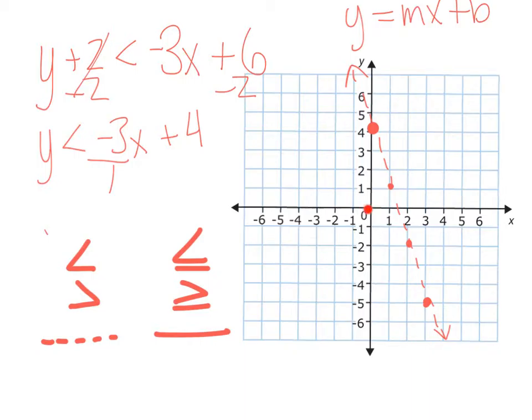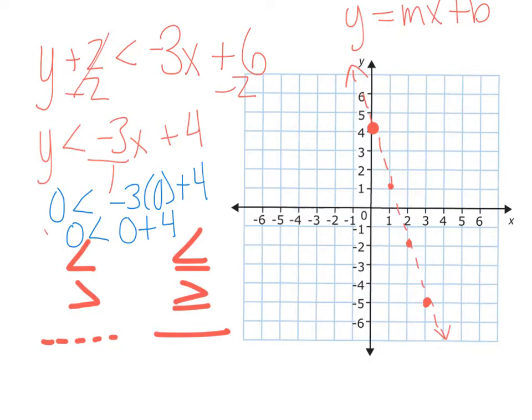Easiest point to use as a test point is 0, 0. If we take that and we plug it in, so I'm going to plug in 0, 0. 0 is less than -3 times 0 plus 4. If I simplify that, I get 0 is less than 0 plus 4. Okay, is 0 less than 0 plus 4? Yes, it is, because this ends up being 0 is less than 4.